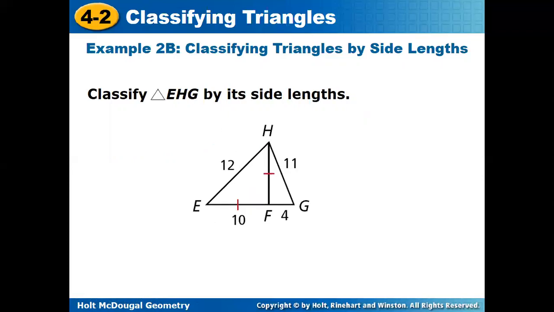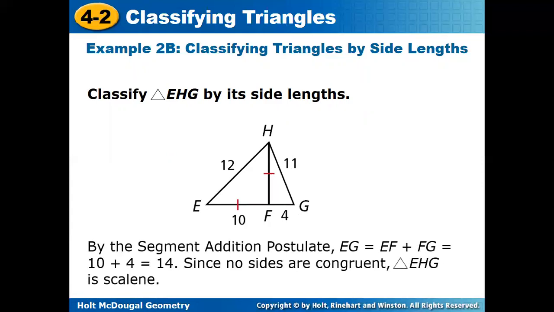Now the triangle EHG. Look, we have the first side HG, its length is 11. The second side HE, its length is 12. And the third side EG, its length is 14. So what is the type of this triangle? We have now three different sides. There are no congruent sides. So the type of this triangle is scalene.